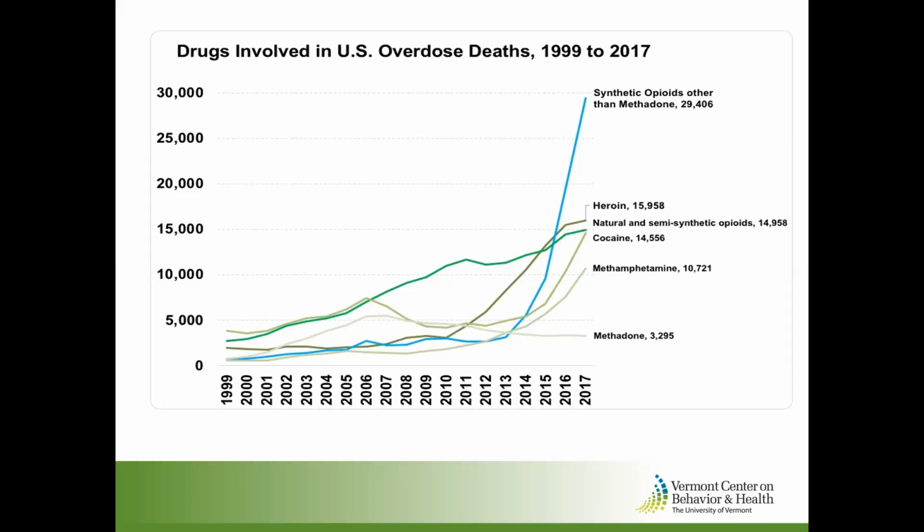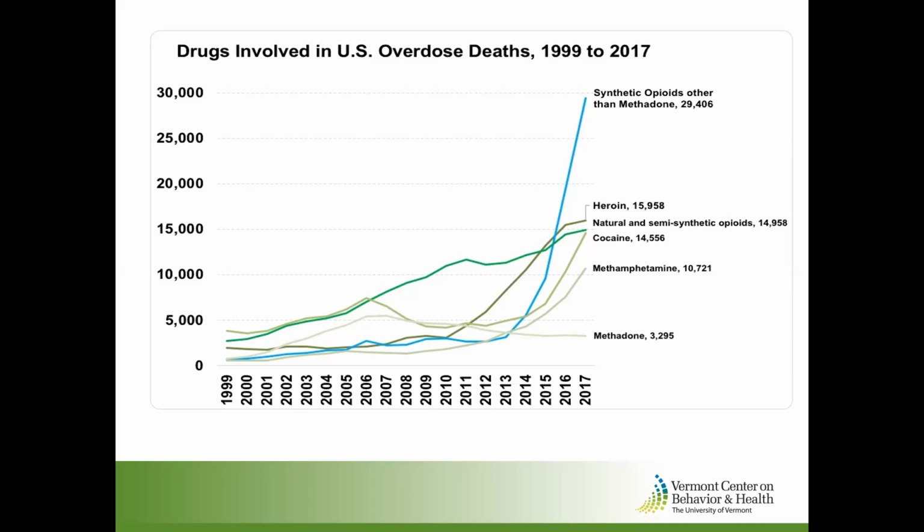Beginning in 2010, the gray line shows the increase in heroin-related deaths. And then in 2014, the blue line that spikes up is the deaths associated with fentanyl. Now, if you look, the bottom two lines are deaths associated with cocaine, which have increased dramatically since 2014, and the deaths associated with methamphetamine, which have increased dramatically since about 2014.